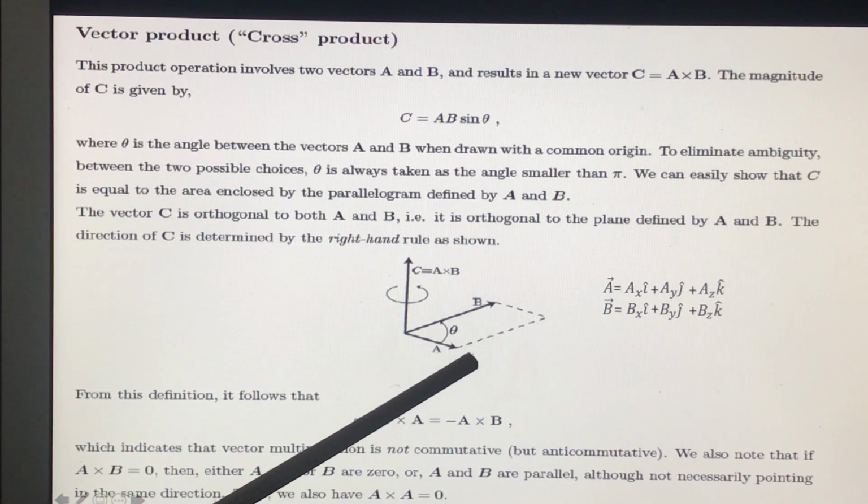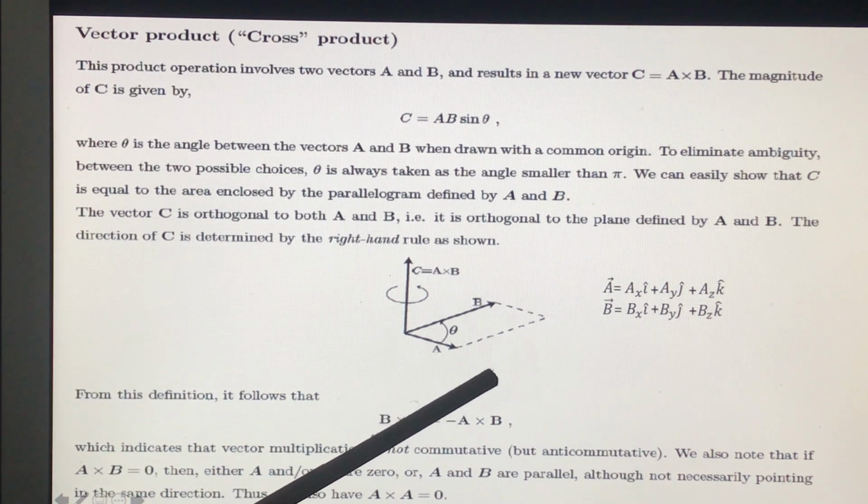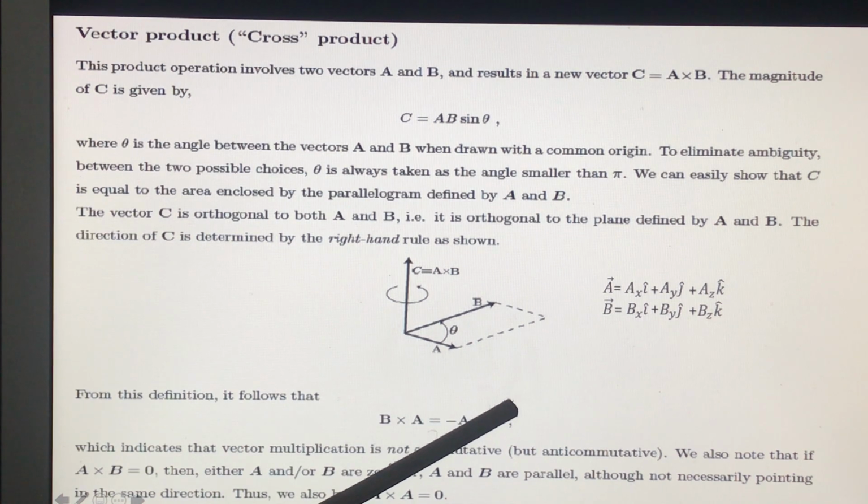Remember that in the case of the vector dot product, when two vectors become perpendicular to each other, their dot product is 0. But here, when the two vectors are parallel to each other, their cross product is equal to 0. Okay.